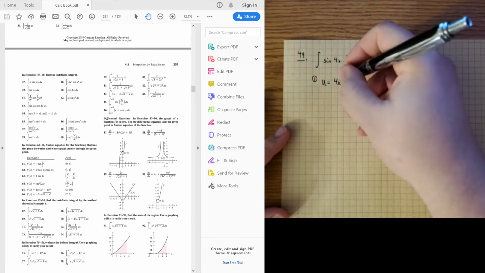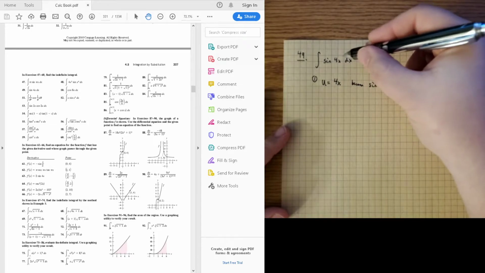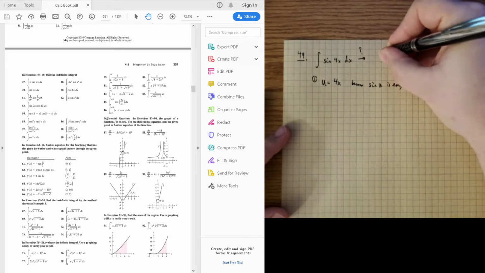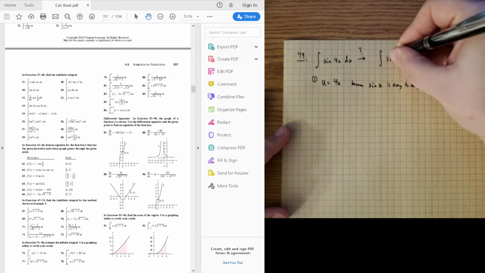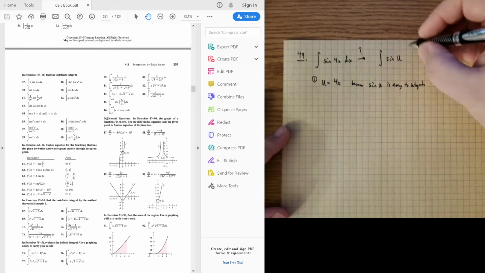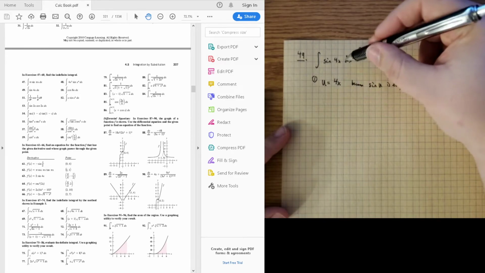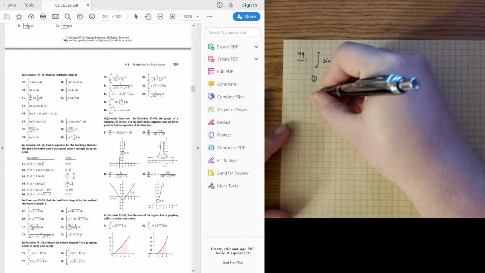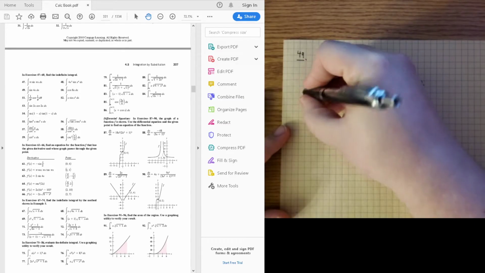But if I have u, when I get back to the original problem, I can substitute in 4x for u. That's not too bad. So it becomes sine of u. But I can't just put u in for x. I have to also do it for dx. So I take the time, I take the derivative of both sides.